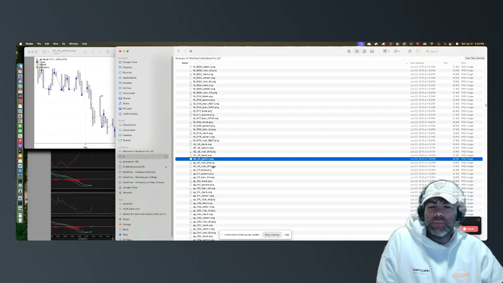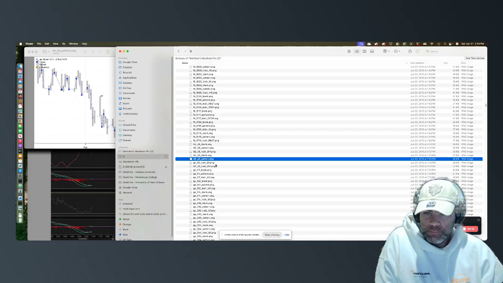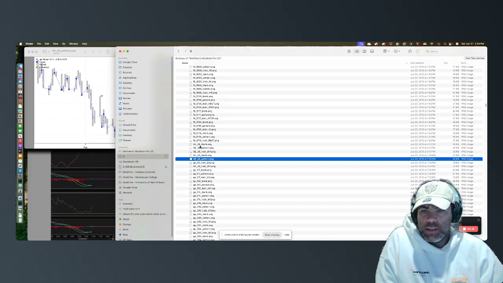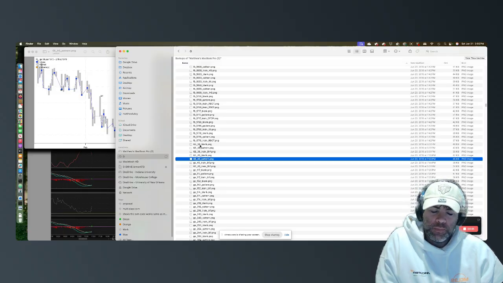I got a couple of stocks here, and this is right now Facebook and GE. And what this number represents is the number of days in the window. So it's a 38-day window.